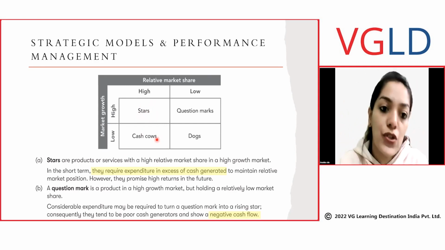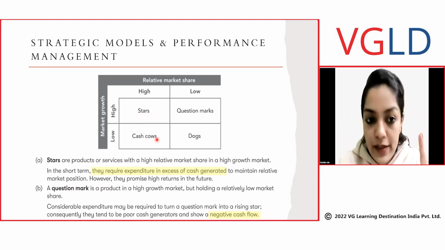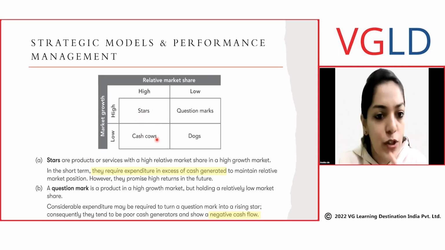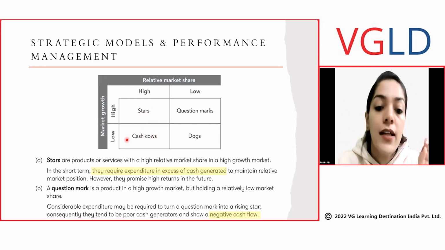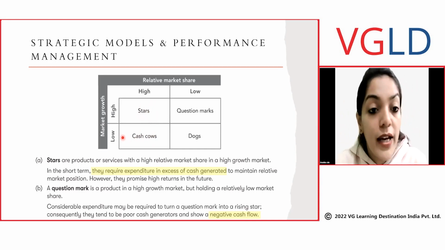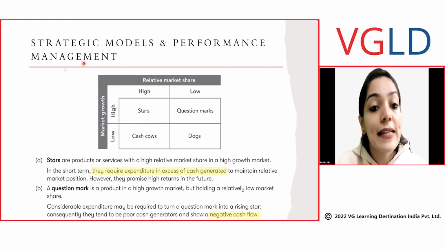Tobacco would be a cash cow. It has a very high market share. I'm not very sure, but it could be the market leader in cigarettes in India, but it has a low market growth. Why? Because of customers' health conscious attitude, right?